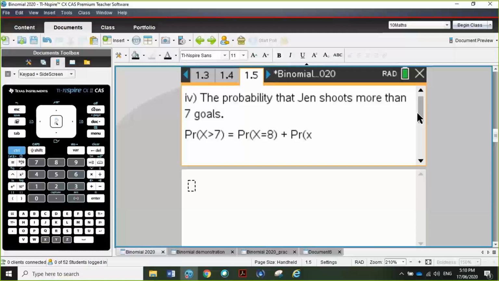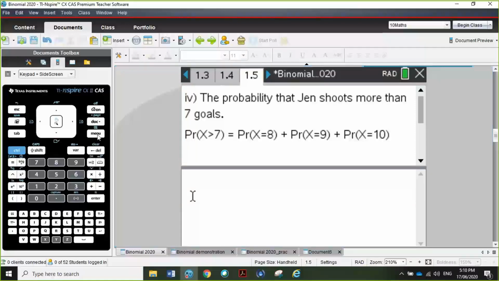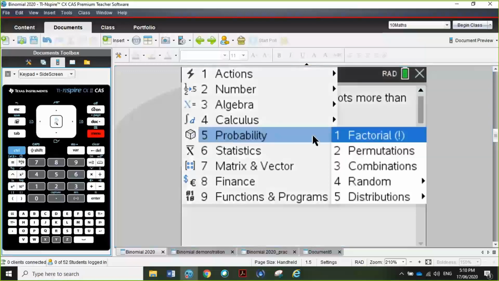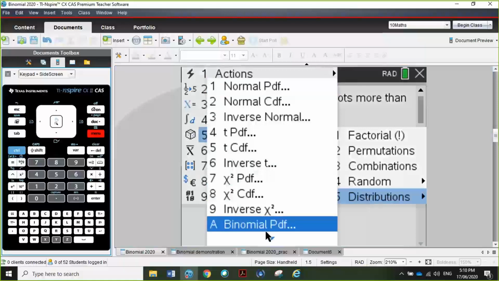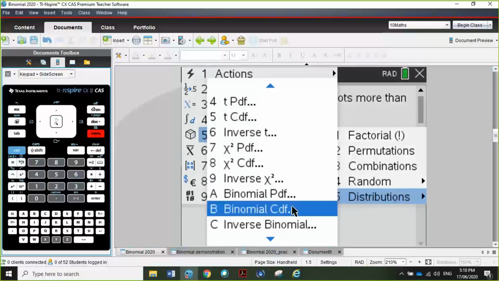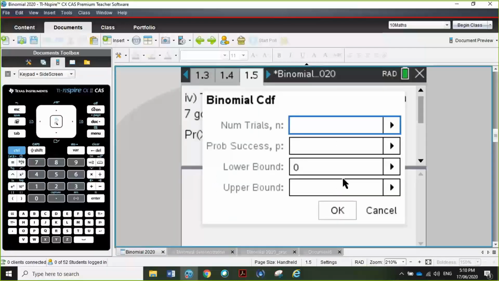Now, if we worked these out individually on the CAS, that might take us a little bit of time. So rather than doing that, we're going to use another inbuilt function in our CAS, which we can access through menu. Again, we're going into probability, distributions, menu 5.5, but this time it will be menu 5.5b, cumulative probability. And this allows us to put in a lower bound and an upper bound here for our X values.